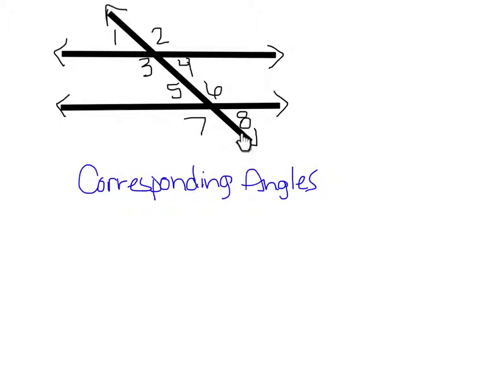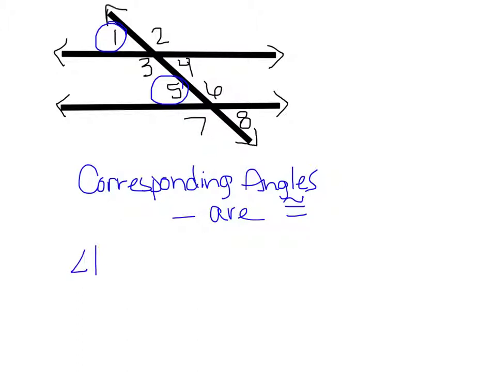Here's our transversal. So if I'm looking for the angle that lies in the same position as number 1, which angle is that going to be? Corresponding, same position, same side. Not 2, not 3. Same position, same side. 1 and 5. Upper left, corresponding. Now, corresponding angles are also congruent.